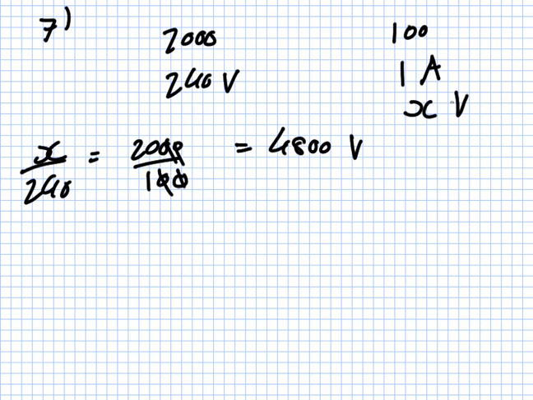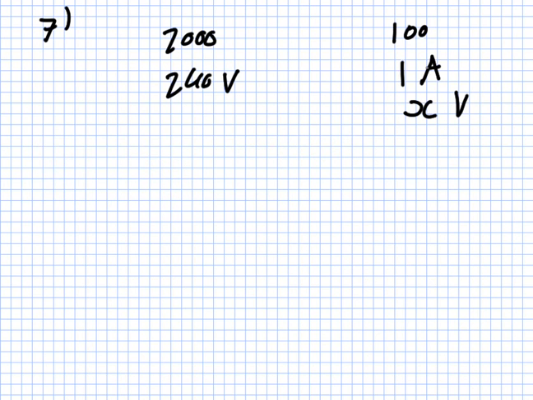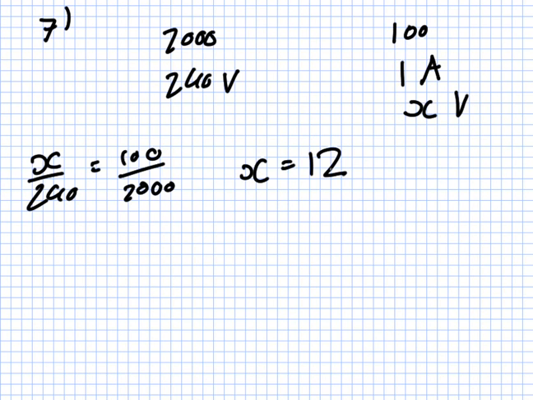So I did something stupid. 100 was 2,000. X over 240 equals 100 over 2,000. I had it upside down. Yeah. So then X would equal 12, is it?